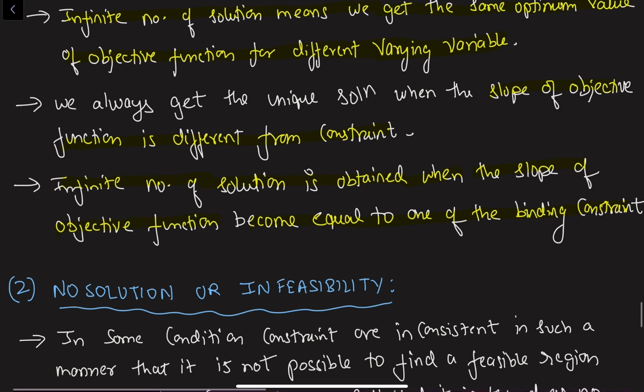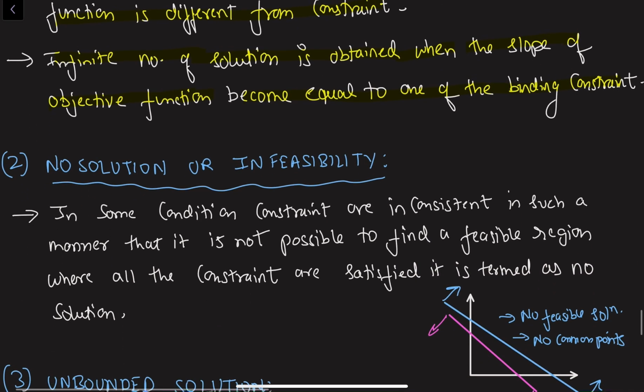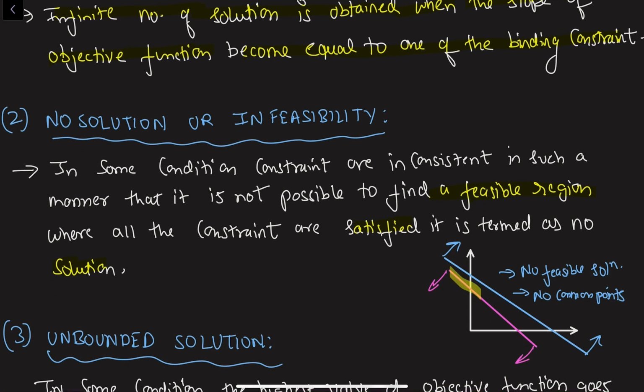Let's go to another case, which is no solution and infeasibility. In some conditions, some constraints are inconsistent in such a manner that it is not possible to find a feasible region where all the constraints are satisfied. It is termed no solution. Let's suppose you have one curve which is having this region, and again you have one more curve which is pointing outward. There is no common region, so you will find no solution for this problem, and it is called no solution or infeasibility.